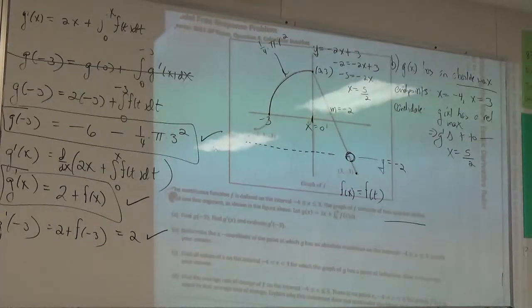All right, D. Oh, love D. Find the average rate of change of f on the interval negative 4 to 3.